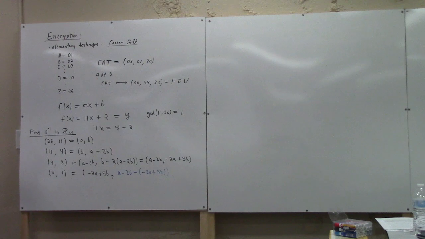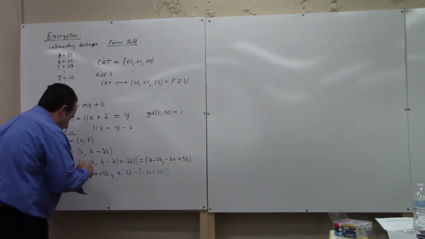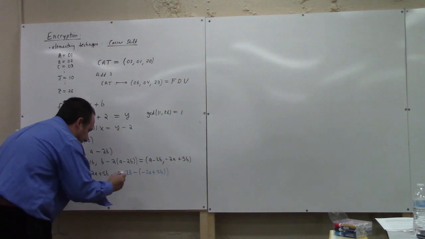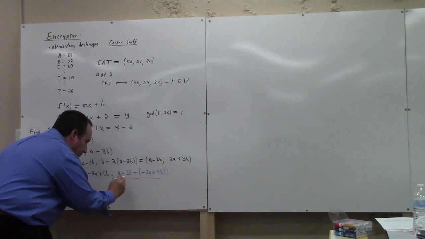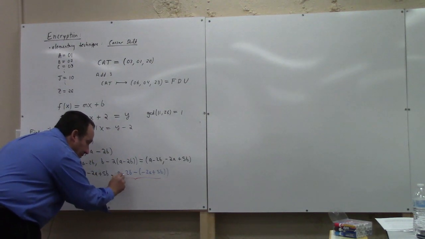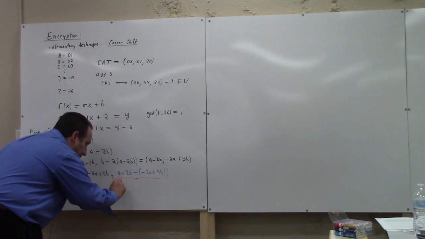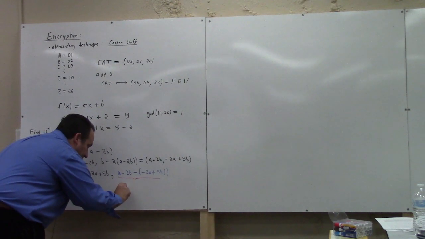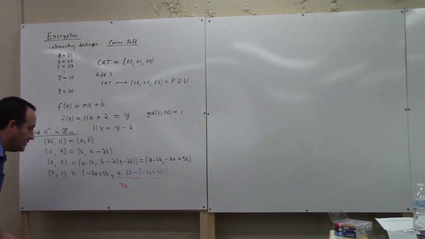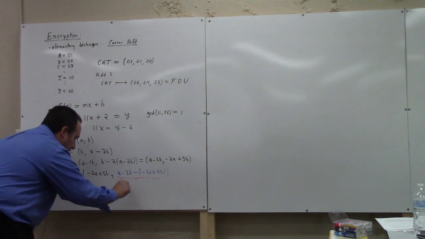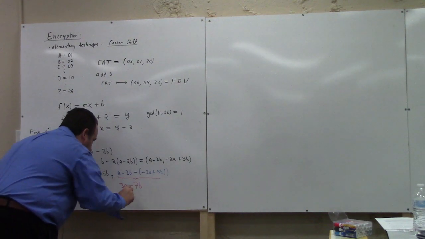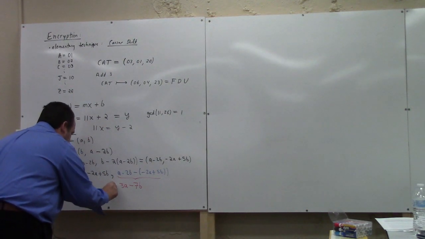And so I look at that, I clean it up. What do I got? I've got how many A's? Should have 1. No, I mean 3 A's. 3A. How many B's do I got? Minus 7B. All right, so that is equal to 1.